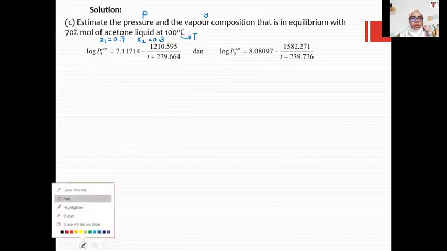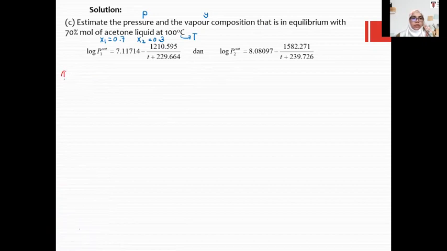So the first step is to determine the saturation pressure for both species, P1 and P2 saturation. By inserting the value of temperature, we start with log P1 saturation. We may insert the value 7.11714 minus 1.595. Okay, what is the unit for T?